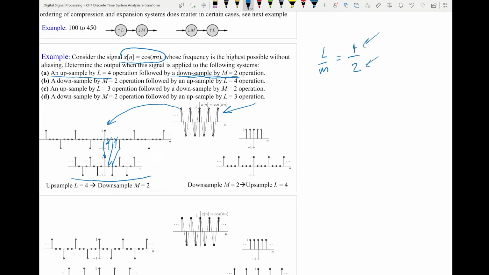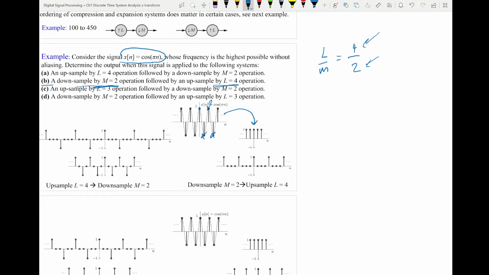So now let's see the other way around. Do first the downsampling, then the upsampling. So part B, I will do the downsampling by a factor of 2, then upsampling by a factor of 4. So downsampling by a factor of 2, I keep 1, I delete this, I keep this, I delete this, and this will be the signal.